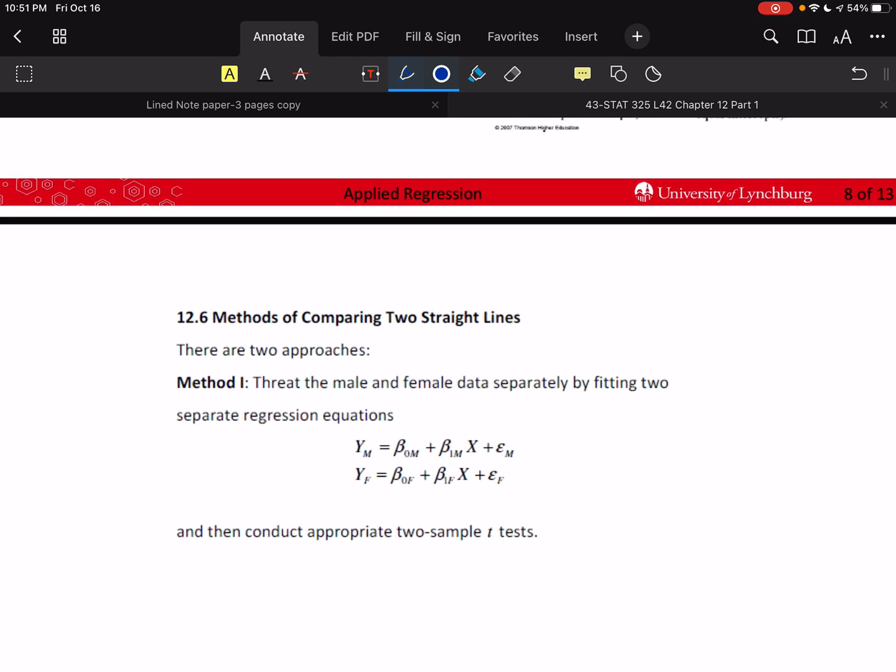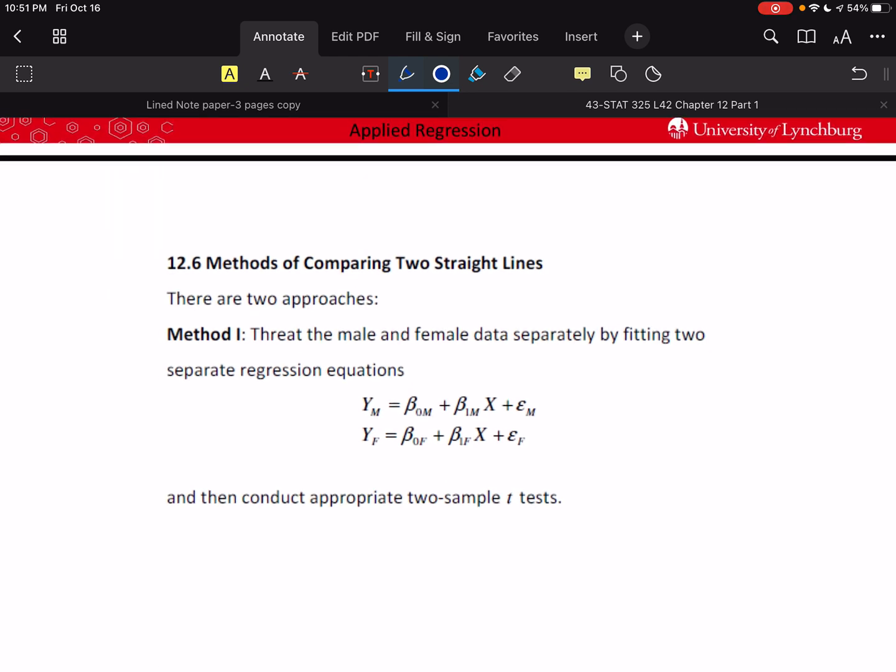Okay. So there are two methods of comparing two straight lines. The first approach is we're going to treat the male and female data separately, and we're going to fit two separate regression equations, and you'll see that they're listed here, and then we can conduct two sample t-tests.